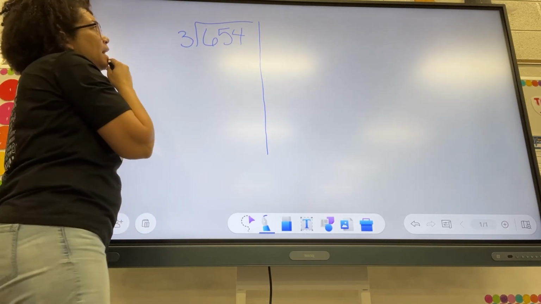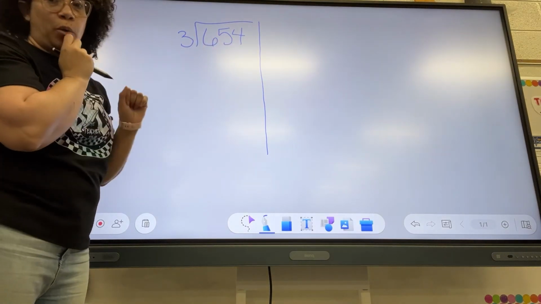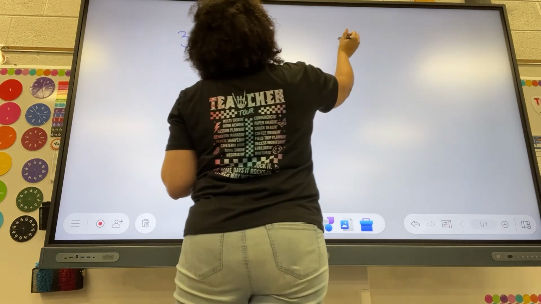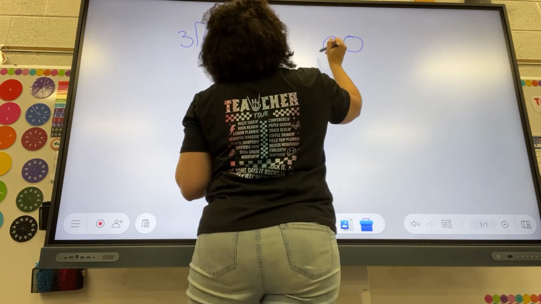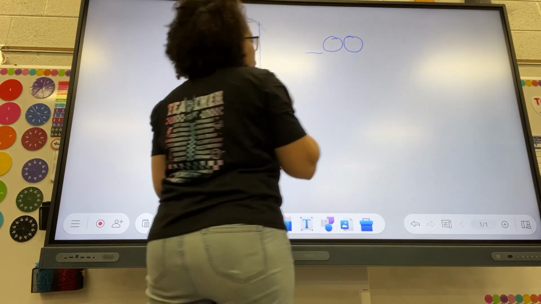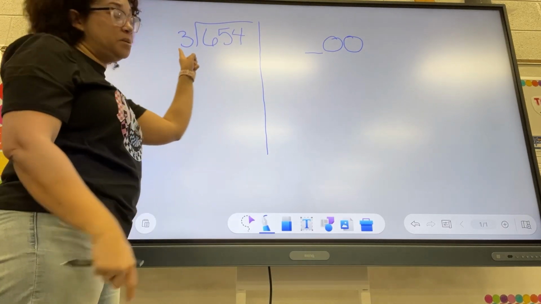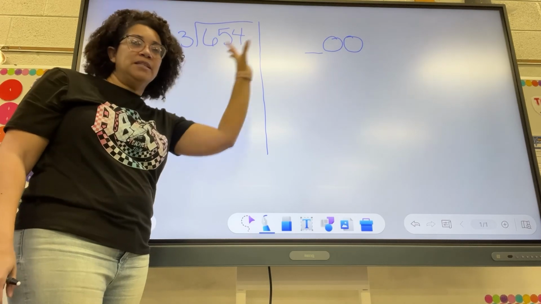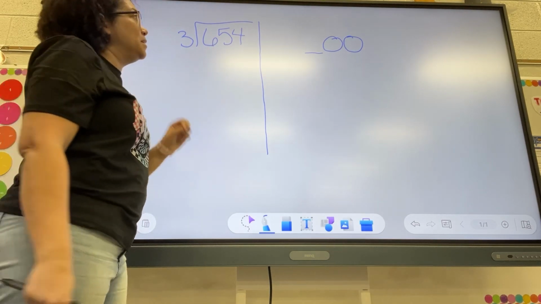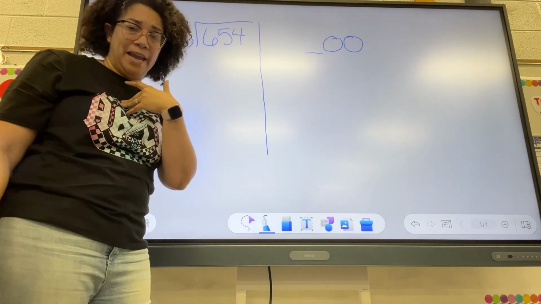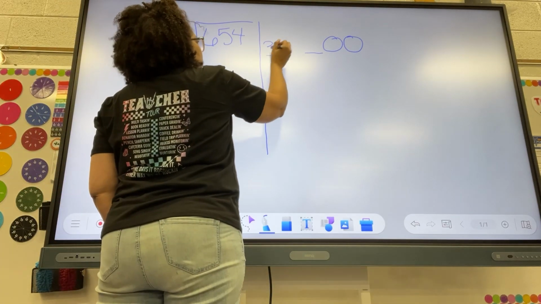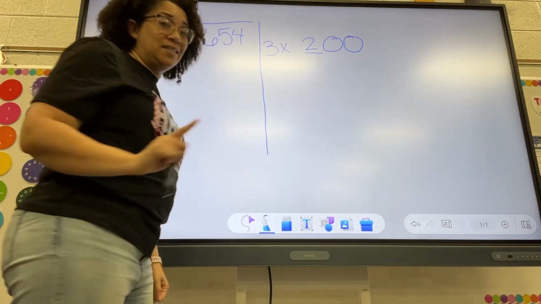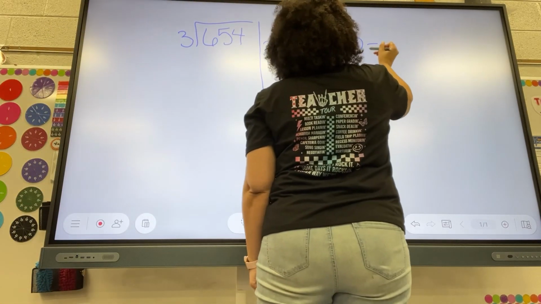The first thing I like to do is see what place value I'm working in. So I know I'm working in my hundreds place. What I would do is try to find a number in my hundreds place that can be multiplied by 3 to give me at least 600. I don't need the full number, but at least 600. What I know about multiplication is that 3 times 2 is going to give me that 6. So that's going to give me 600.